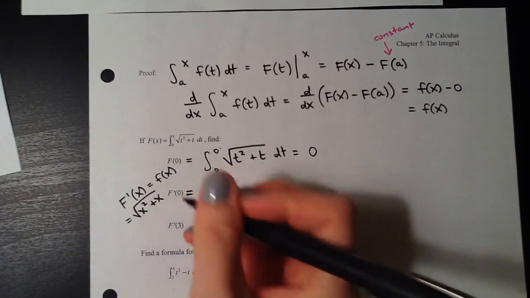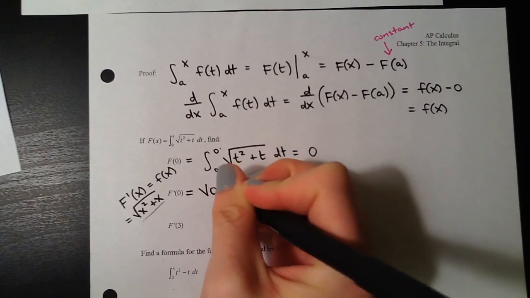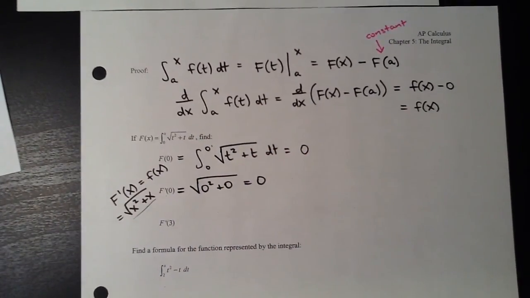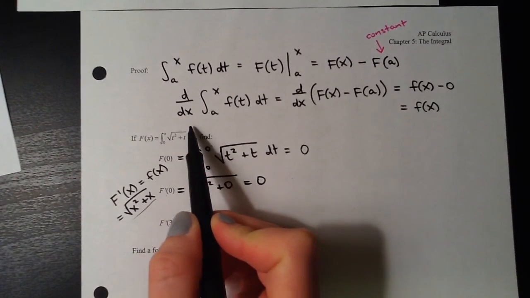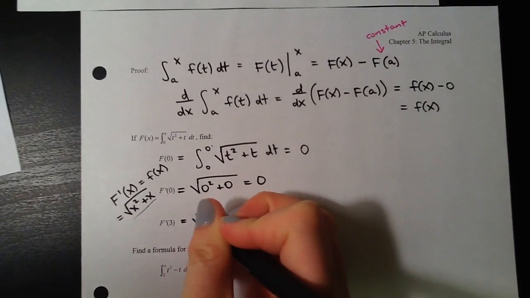So I'm going to plug in the 0 to my derivative function, which is right here. So the square root of 0 squared plus 0, of course, gives me 0. I can do the same thing with a 3. F prime is the derivative of the integral, which just leaves me with this function. But now I'm going to plug in a 3.